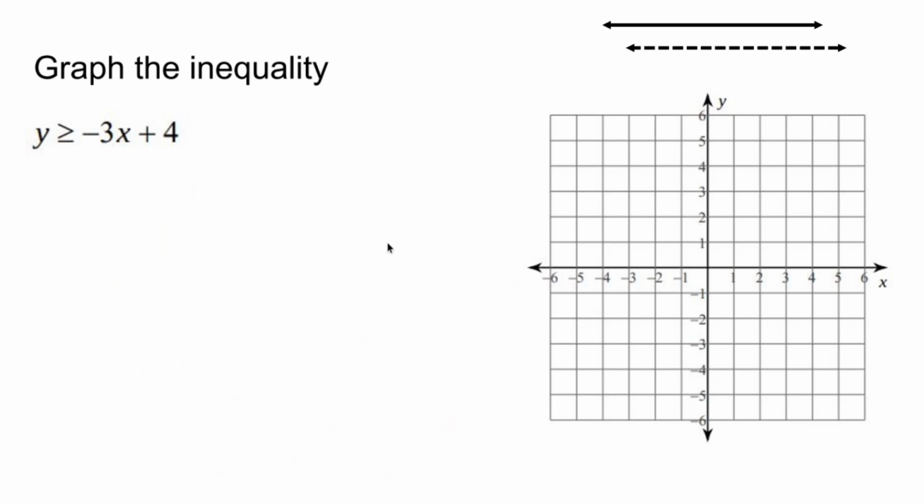Graph the inequality y is greater than or equal to negative 3x plus 4. When you graph an inequality, you start out by treating it like it's a regular old equation in the form y equals mx plus b, where m, the number in front of your x, is your slope, and b is your y-intercept, as long as y over here is all by itself.